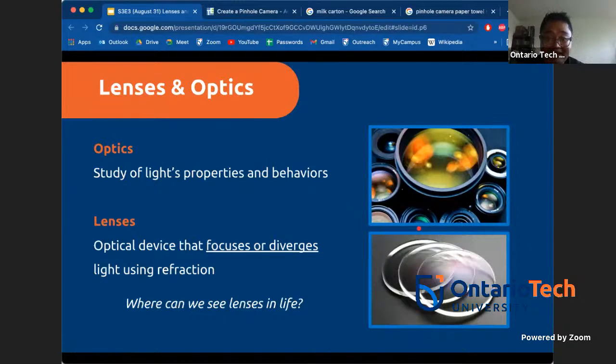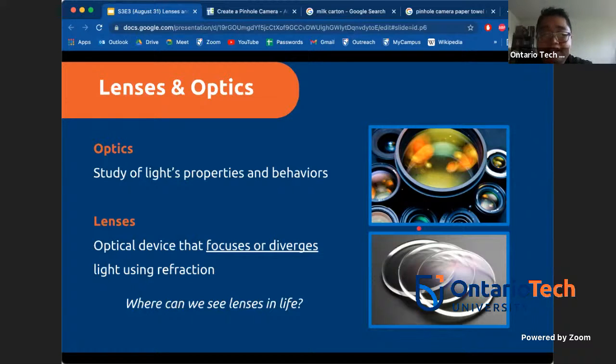So as I mentioned before, we are talking about lenses, and optics is the study of light's properties and behaviors. We want to study how light travels, how it's created, and especially what happens when it hits different surfaces. We've seen in the previous slides that refraction happens when it hits a different medium. When we talked about kaleidoscopes, we saw that it creates those patterns through reflection. And that's what we want to study: what happens to light when it hits a surface and it gets reflected, refracted, or absorbed.